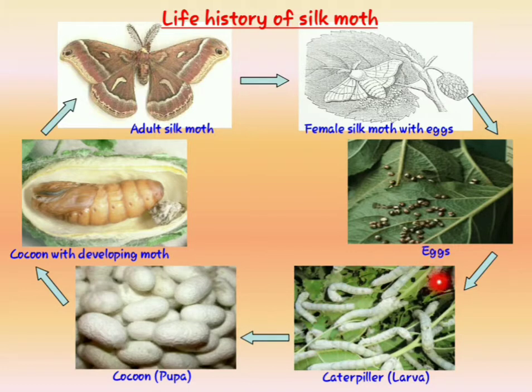After some days this larva will cover its body around a cocoon. Before the pupa converts into moth, we have to take this cocoon. Otherwise, if the moth comes outside from this cocoon, our silk gets cut open. We will not get a continuous silk thread.